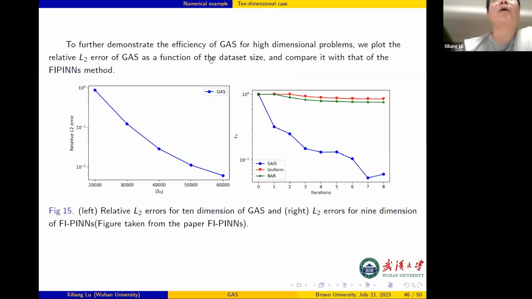We also compare the accuracy of our proposed method with FI pins. This is just a picture from the FI pins paper. We use the same number of sample points, 60,000 sample points. For FI pins the error is like 10 to the minus 1, and for our proposed method, we get 10 to the minus 2.